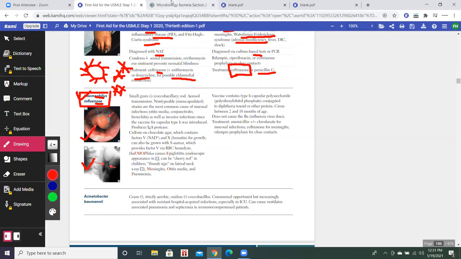Okay, so who can take the responsibility of taking a picture for Haemophilus influenzae? Okay, Dr. Hassan, okay, thank you.